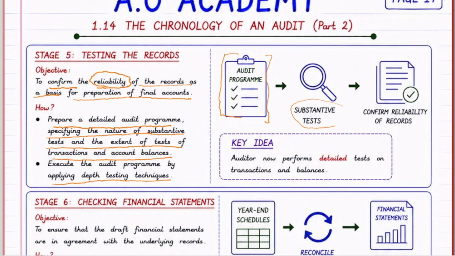Now there is a substantive test based on the audit program, which results in reliability of what? Of records. Confirm reliability of records. So the key idea here is that the auditor now performs detailed tests on transactions and balances.